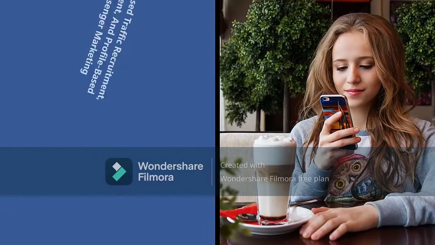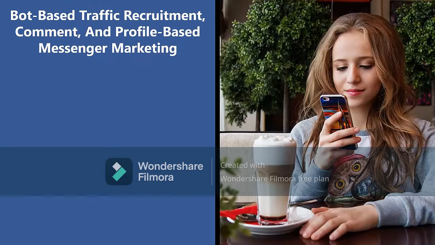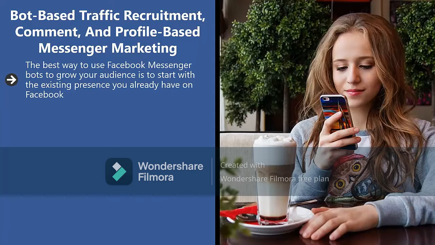Keep watching. Bot-based traffic recruitment, comment, and profile-based messenger marketing. The best way to use Facebook Messenger bots to grow your audience is to start with the existing presence you already have on Facebook. This means people must come to you.